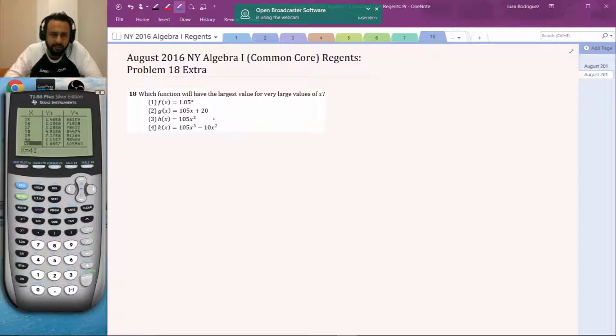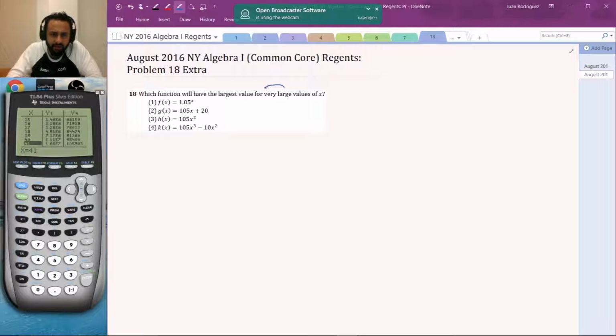The fact that this is subtracting 10x squared might be a red herring because the fact is that cubic functions grow so much faster than quadratic functions. So this 10x squared will eventually be insignificant compared to the 105x cubed. So don't eliminate choice 4 just because of the minus 10x squared. Here's the other thing though.